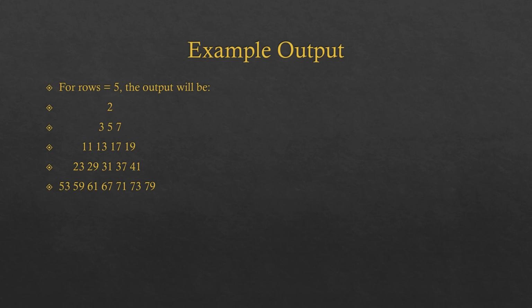Here's an example of the output when the user inputs 5 rows. You can see that each row contains an odd number of prime numbers starting from 2. The pyramid shape is formed by printing spaces before the prime numbers.